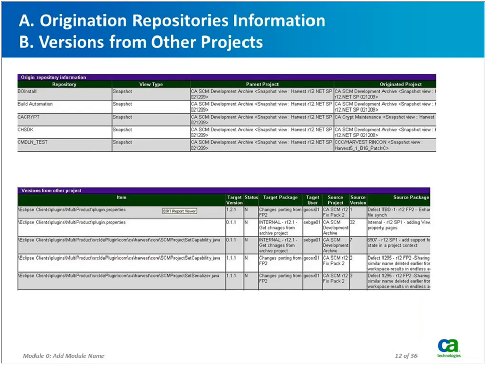So here's the origination repository information and versions from other projects. This is all around parallel development, okay? But it goes right down to the item, the target version, the user, the package it went into, where it came from, the source project, the source version, and the source package. And the same up here up top is all the repositories that were impacted by that particular activity.